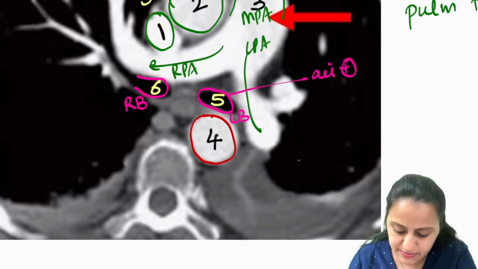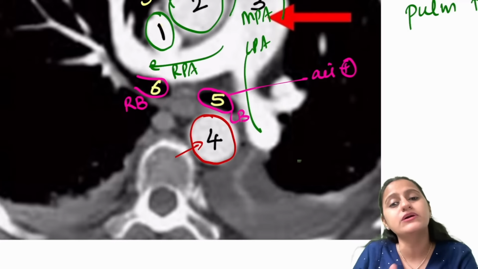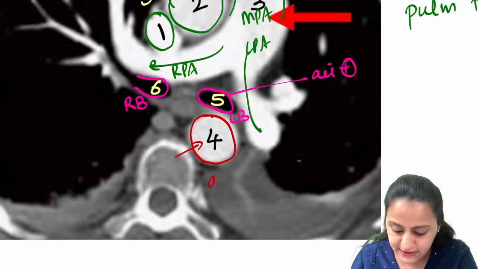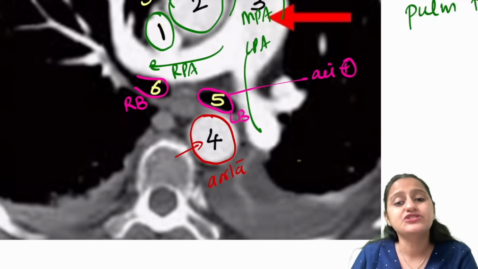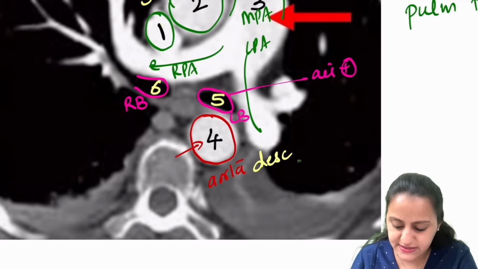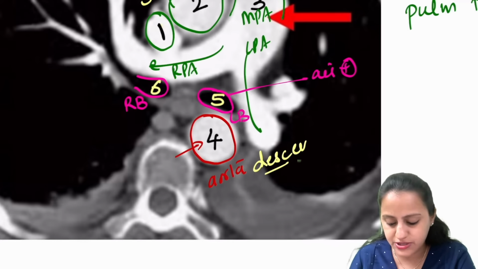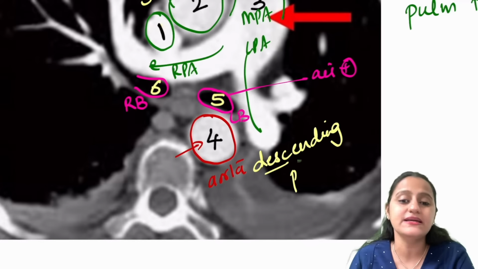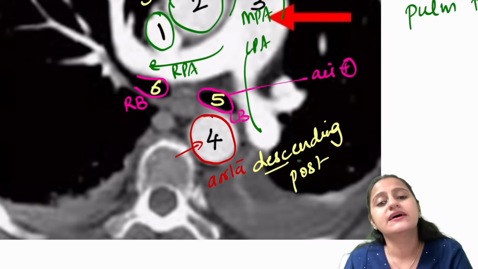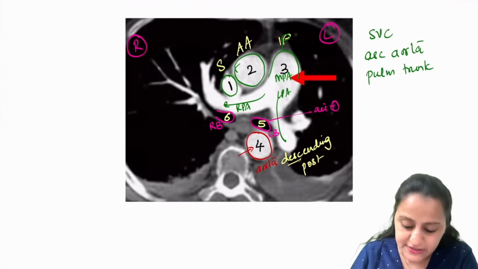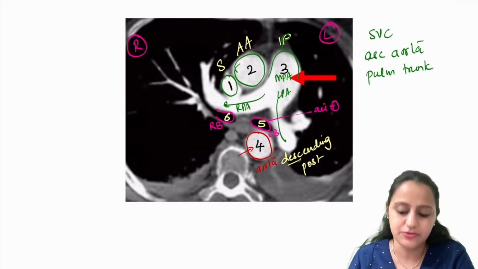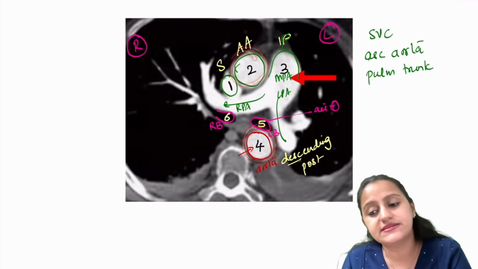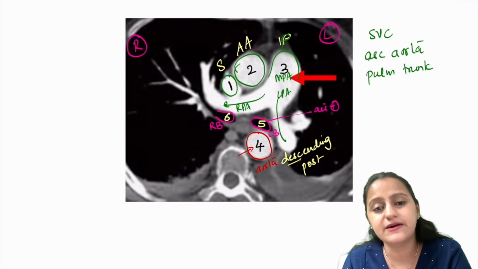And what is this number 4? Right in front of the vertebra towards the left side. This is aorta. What aorta comes here? Just in front of vertebra, this is the descending aorta. Okay, descending aorta in the posterior mediastinum, right in front of the vertebra. So, anterior is ascending aorta, posterior is descending aorta. So, this is ascending, this is descending. Okay, clear with everyone?